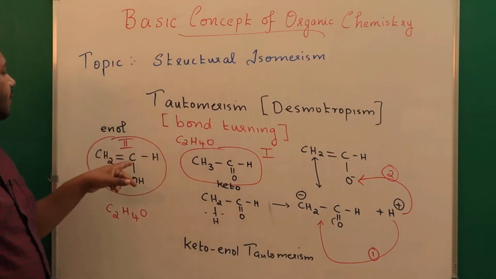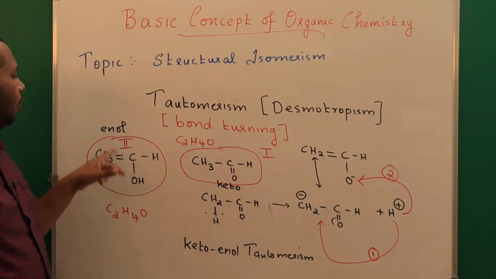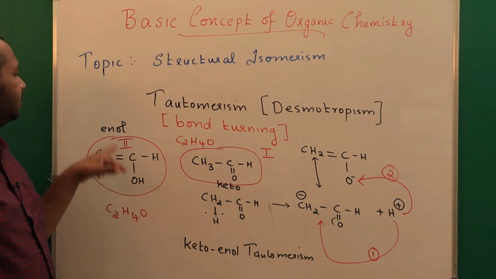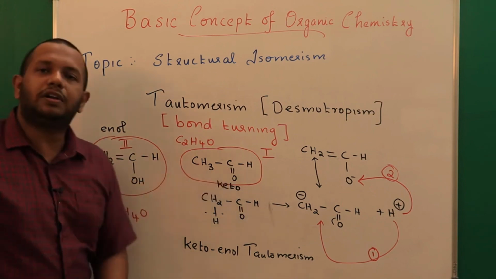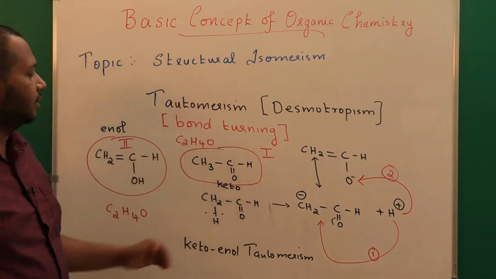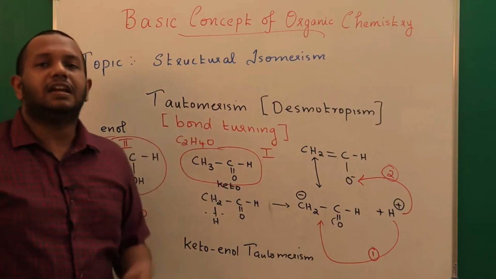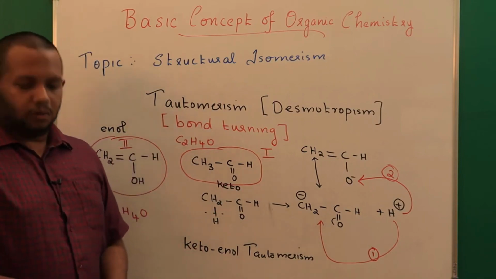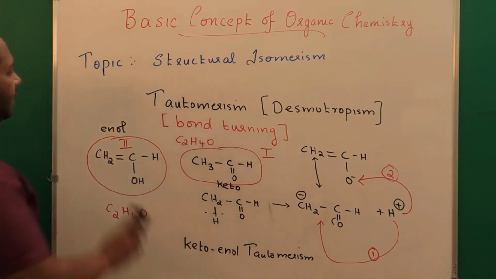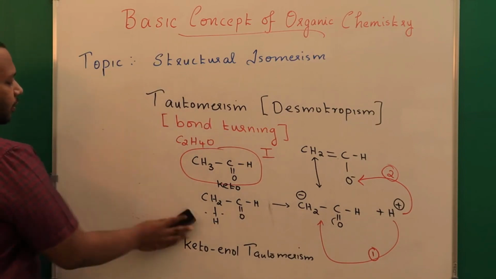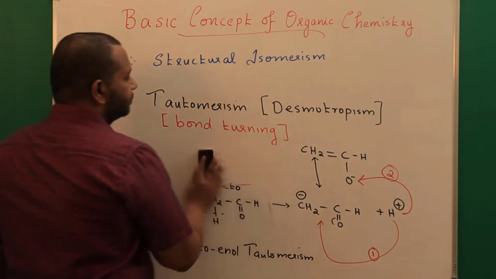Since to the same carbon atom a double bond and an OH functional group are connected, we say en plus ol, we say enol, and this is called keto. So we call this isomerism, or if you have these compounds, keto-enol tautomerism. So I will write two mandatory conditions for keto-enol tautomerism. That is very, very important.